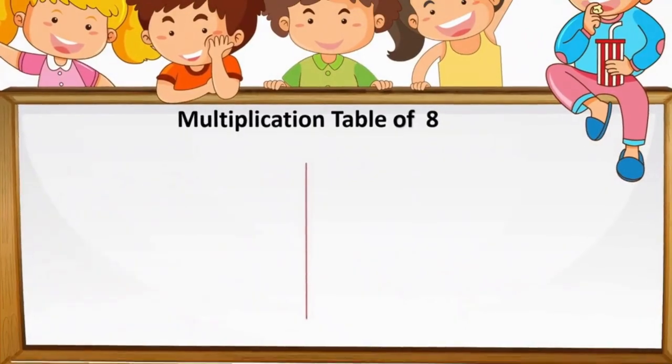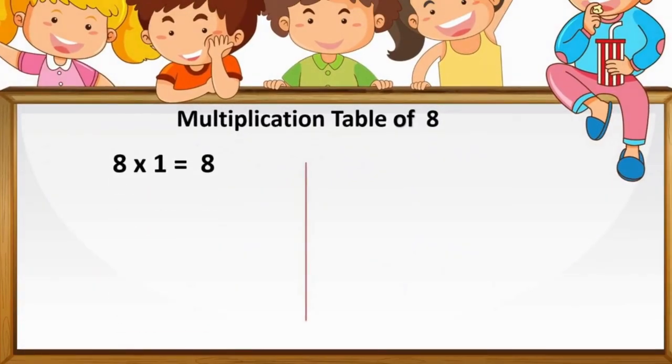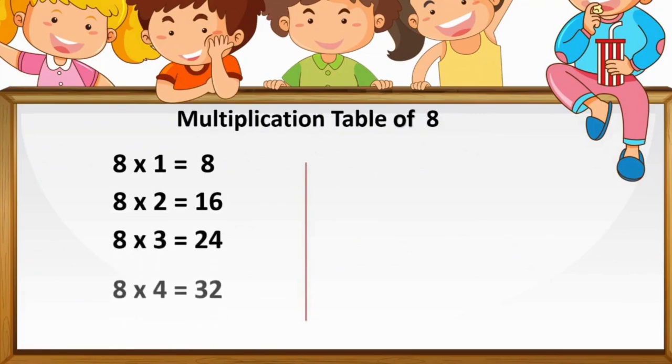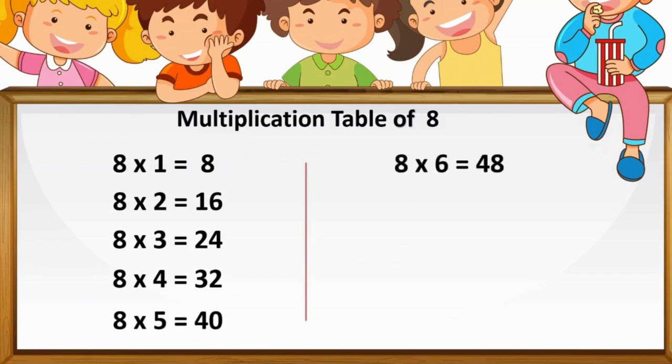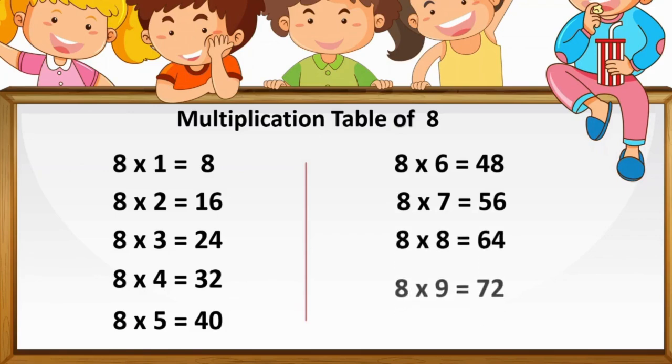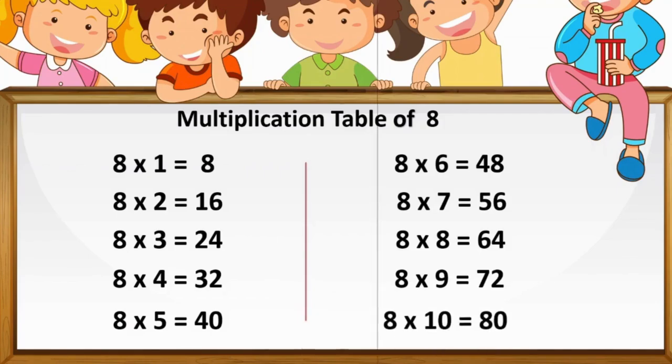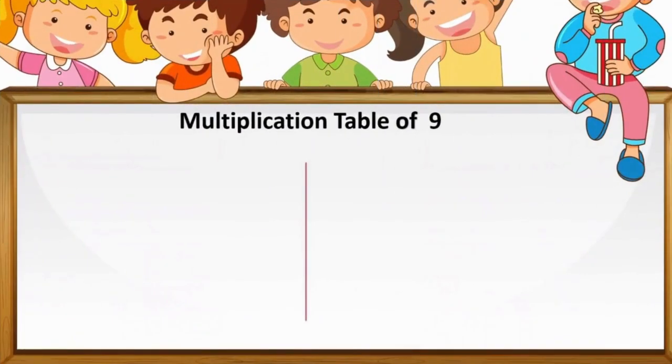Multiplication table of 8. 8 ones are 8. 8 twos are 16. 8 threes are 24. 8 fours are 32. 8 fives are 40. 8 sixes are 48. 8 sevens are 56. 8 eights are 64. 8 nines are 72. 8 tens are 80.